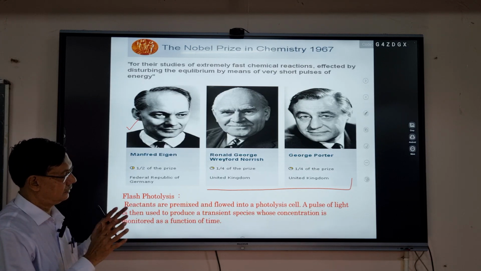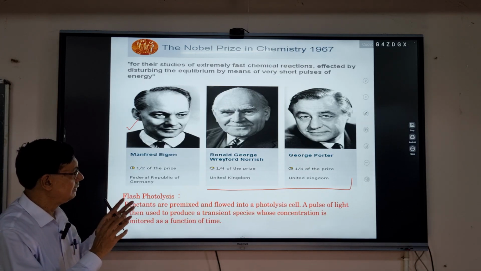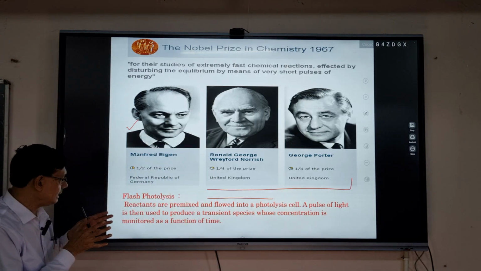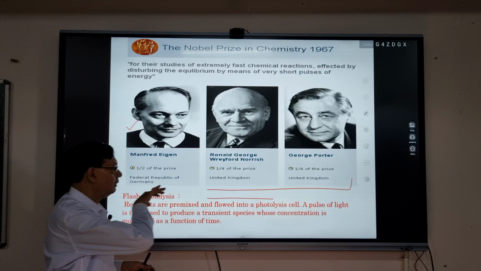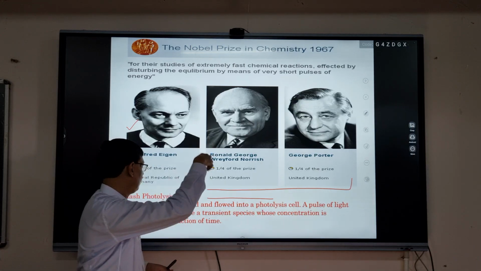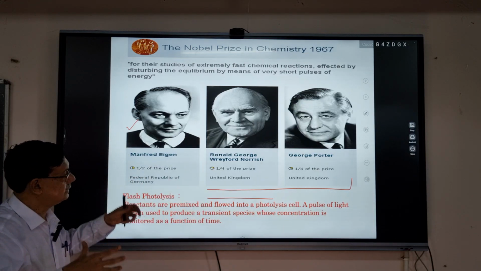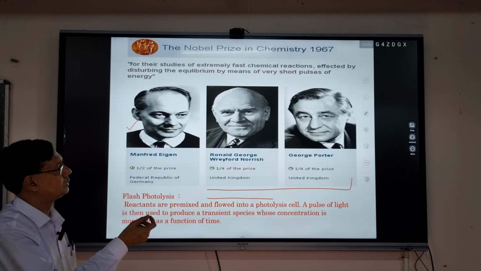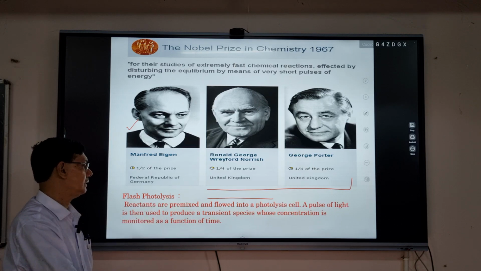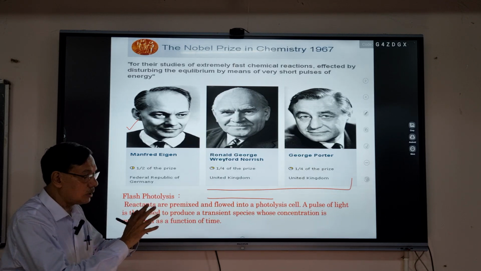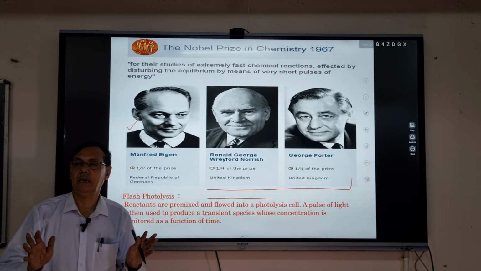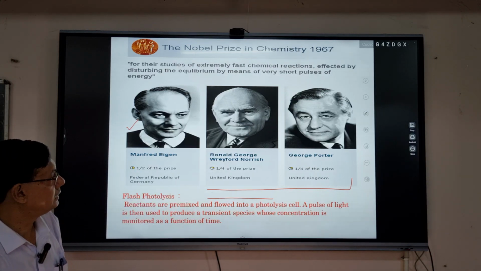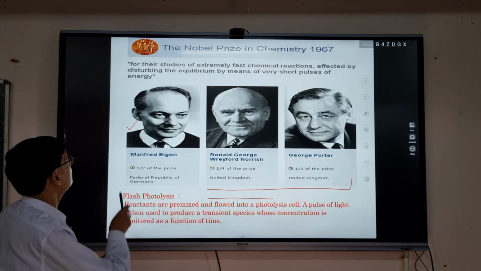And again, if you understand, it is very simple. Again, there is a reaction vessel, everywhere there is a reaction vessel. The reactants are premixed and flow in, and a very high energy pulse of light is applied. Then, of course, they produce some transient species, because most photochemical reactions are very fast, and their concentration is automatically monitored with the help of an instrument. So this is about 1967, I am talking about 1967.